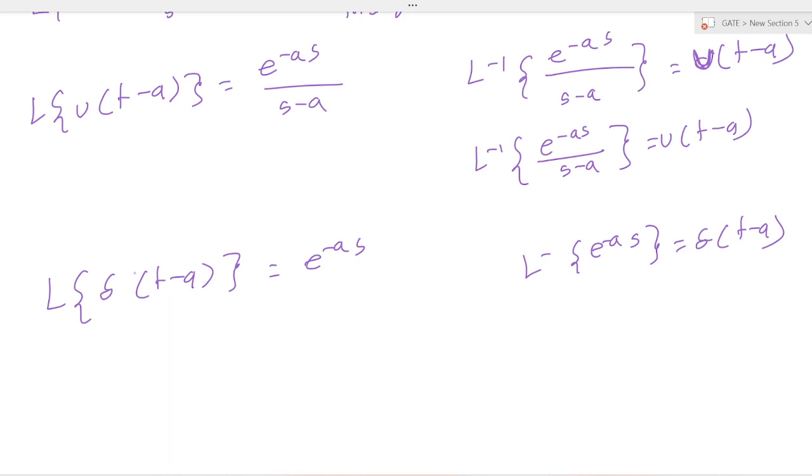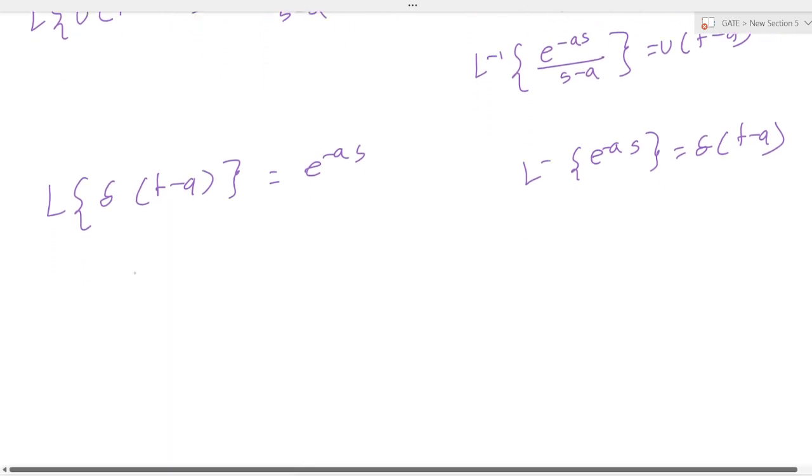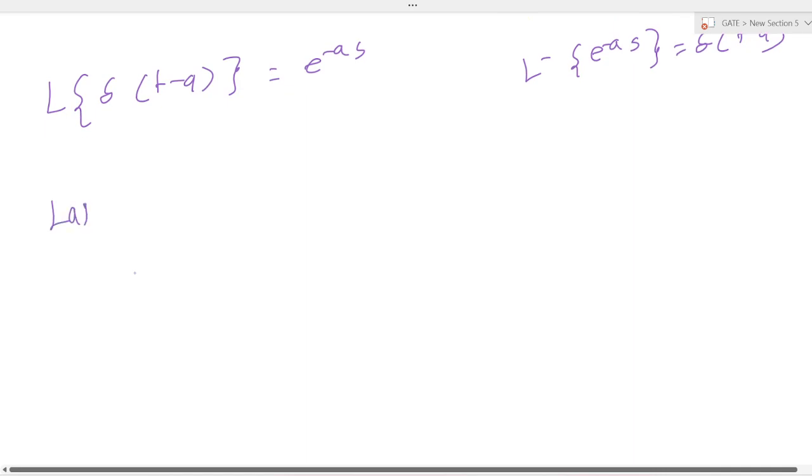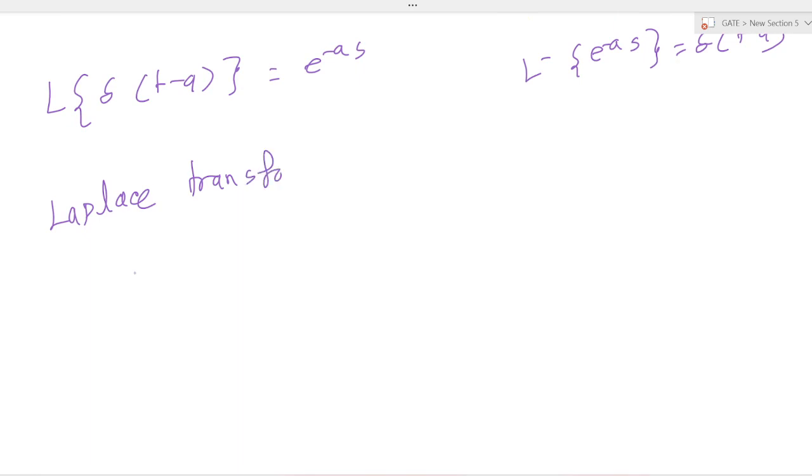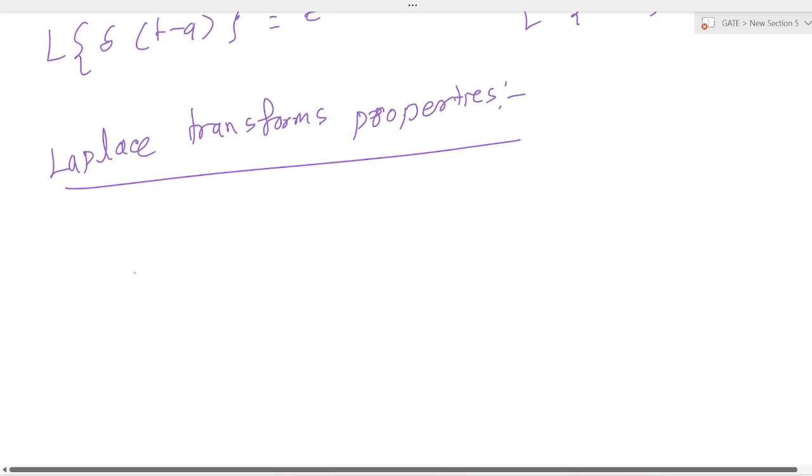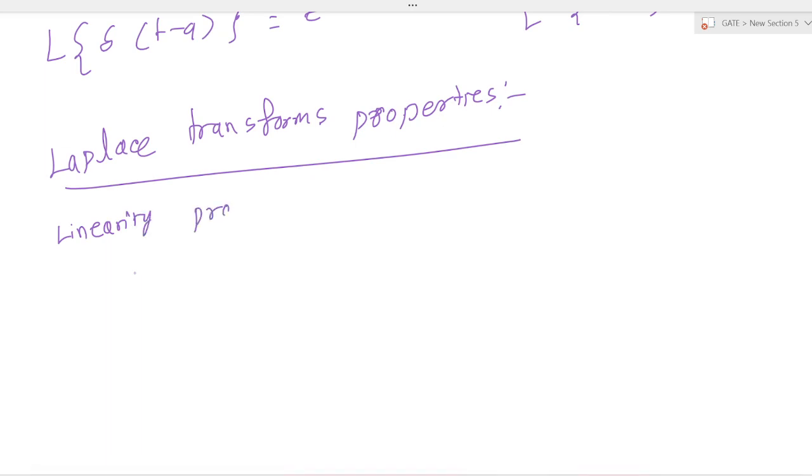Next, I talk about Laplace transform properties. The first property is the linearity property.